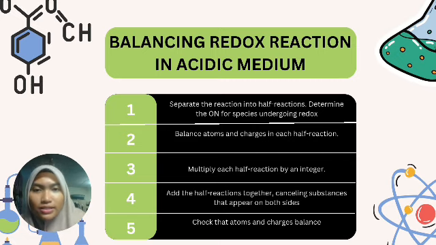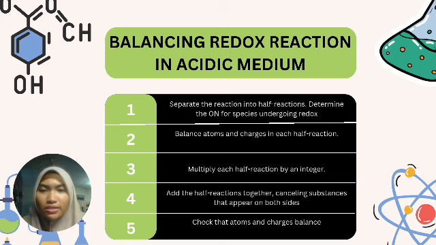So first, separate the reaction into half reactions. Determine the ON for species undergoing redox. Second, balance atoms and charges in each half reaction. Third, multiply each half reaction by an integer. Fourth, add the half reactions together, cancelling substances that appear on both sides. And the last one is check that atoms and charges balance.